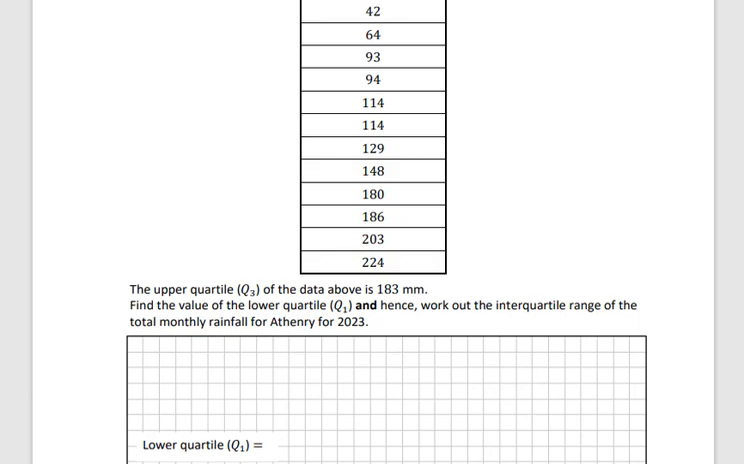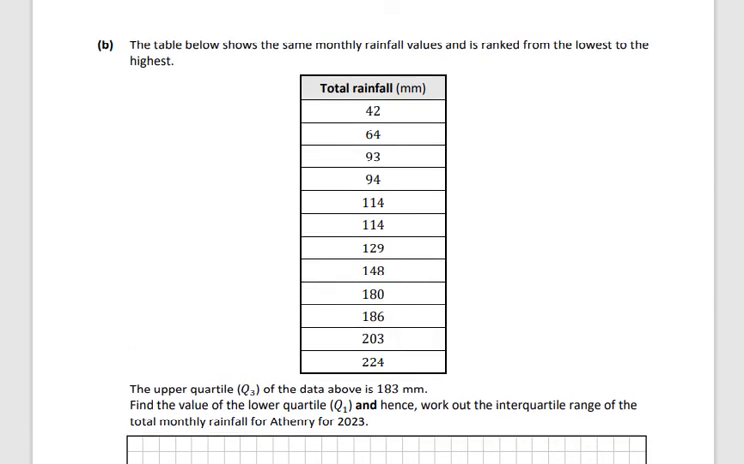Right, the last part then goes into upper quartile and lower quartile, which is an unusual question that would not have been expected to come up. But they give us a bit of a hint here. It says the upper quartile, so Q3, of the data above is 183. If we look in here, the numbers are all in order. 183 is in between those two numbers. It's halfway between 180 and 186.